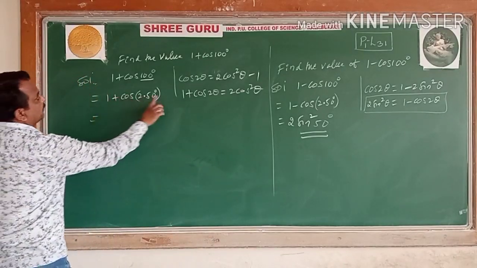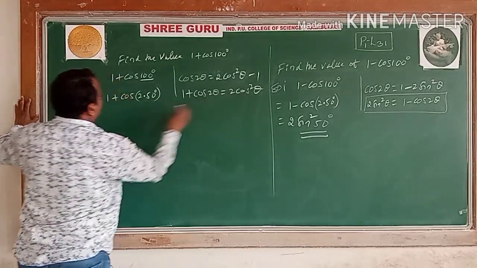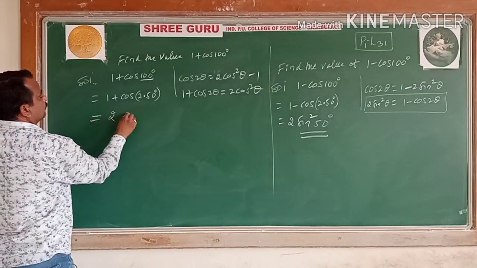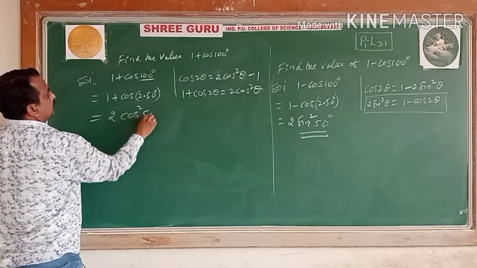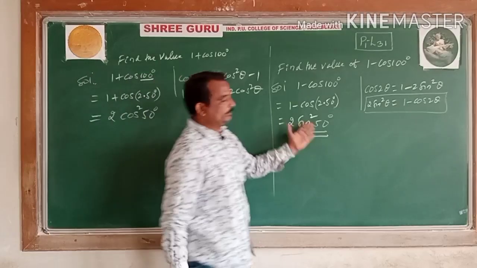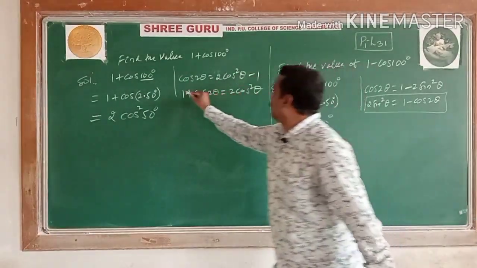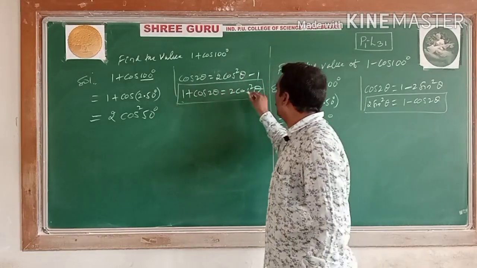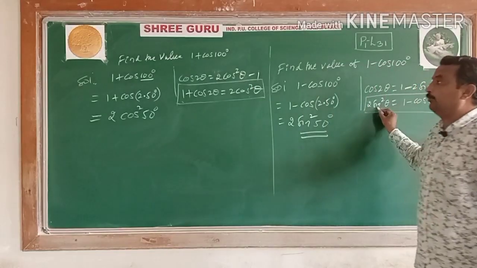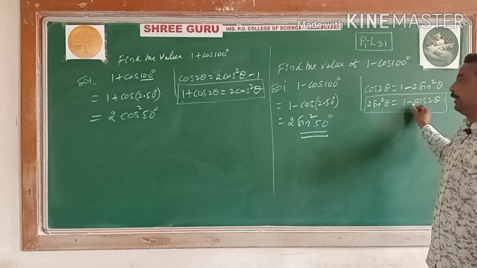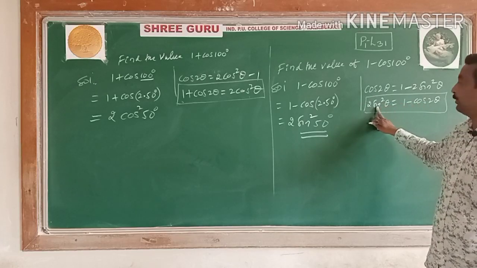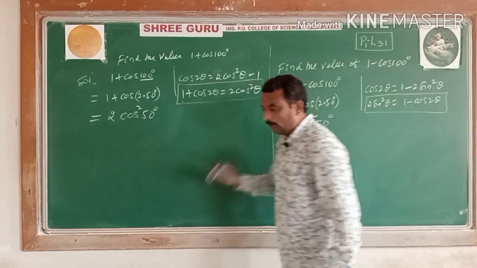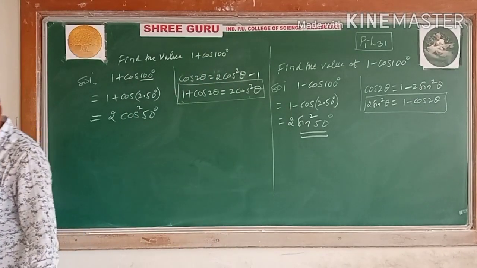So 1 plus cos 2 theta is equal to what? 2 cos square of theta. What is theta here? 50 degree. This one is 2 sin square of theta. See the difference, remember both the formulas. 1 plus cos 2 theta, when positive cos; when negative, sin. When negative it is 2 sin square theta, 1 minus cos 2 theta; when positive it is 2 cos square theta, you may write it.